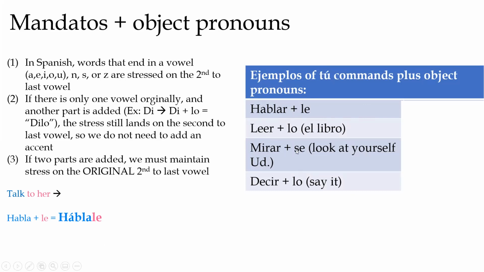Okay, mirarse, so you need to change this. Oh, I'm sorry, this is for usted. So mirar plus se would be mírese. And then decir plus lo for usted this time, we would say dígalo. The instruction here wasn't super clear, but if you put dilo for tú, that is correct. But for usted, it would be dígalo.